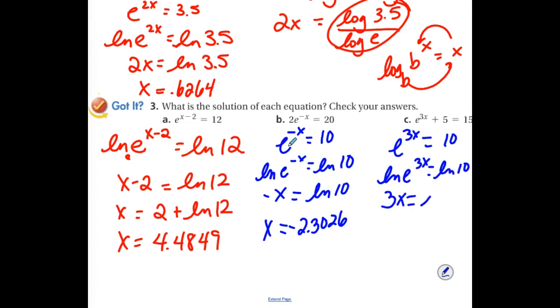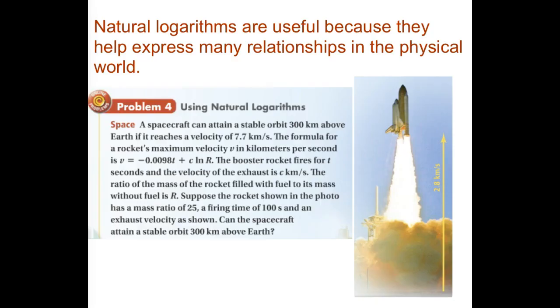We have 3x equaling the natural log of 10, and then divide out the 3. So you should have gotten 0.7675. Questions on any of that? So really the same steps you've done before, just with natural logs instead. Base e. All right. Two quick word problems for you.